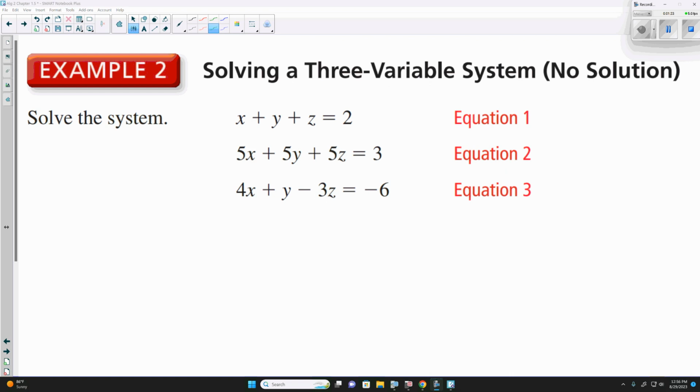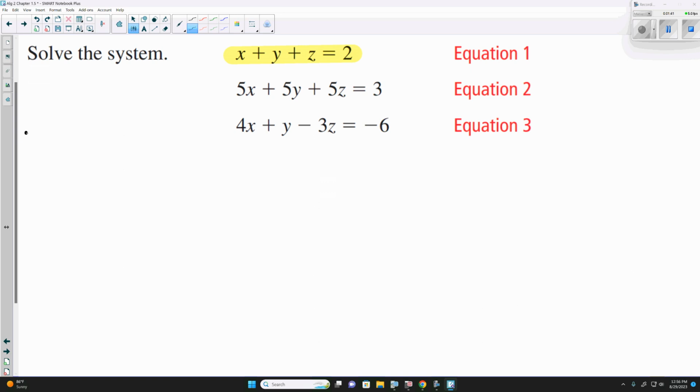X. Okay. Now, since we're eliminating X, we're going to use the top equation. We want to pick the equation that is going to be easiest to turn into the other two for our eliminator equation. So this one, we're going to use the top one. Now, since it's the eliminator equation, we're going to write the other two equations that we're going to eliminate X out of below it.